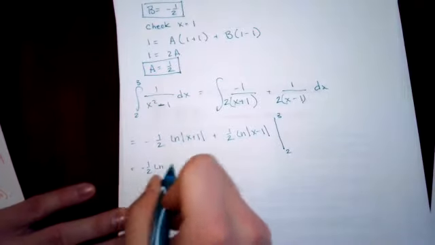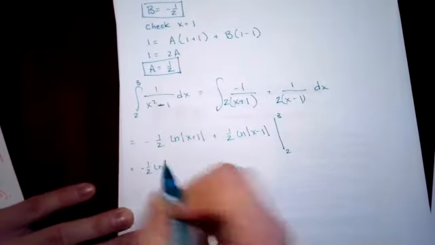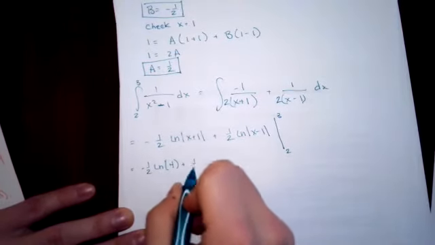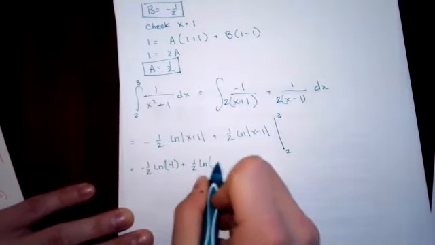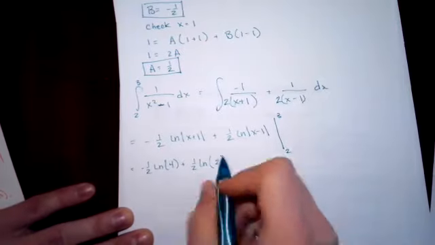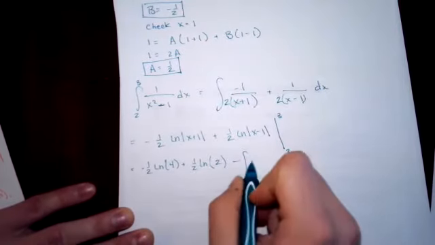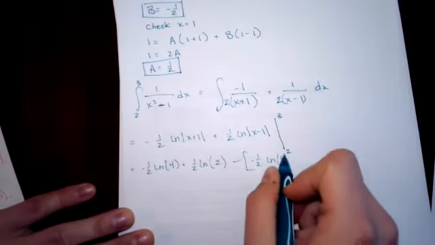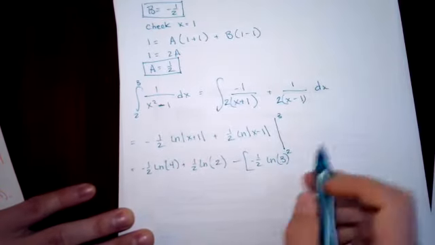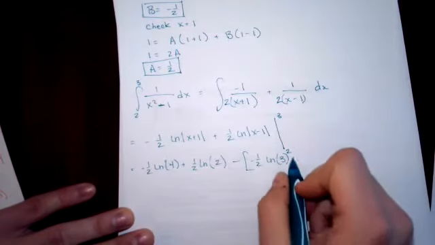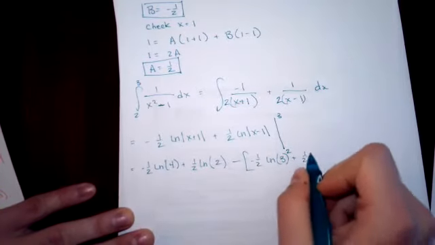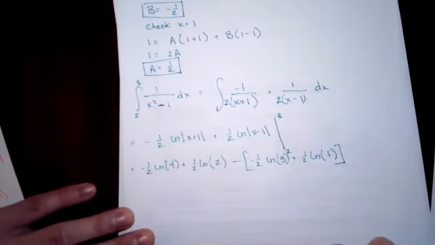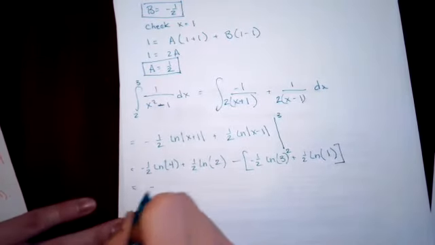-1/2 natural log of the absolute value of 3 plus 1, just 4, plus 1/2 natural log of 3 minus 1, which is 2, minus, -1/2 natural log, plug in 2, so we'll have a 3 there, and then plus 1/2 natural log of 1. So all in all, what do we get?